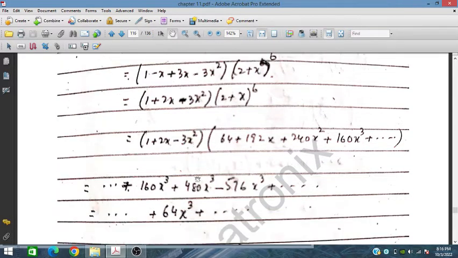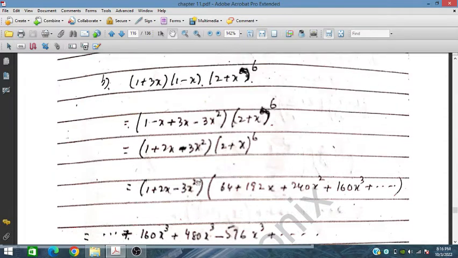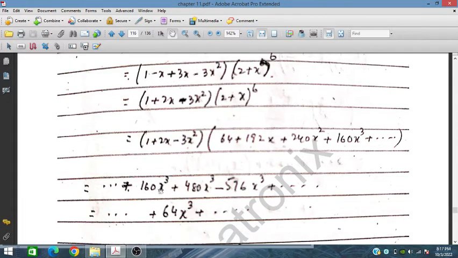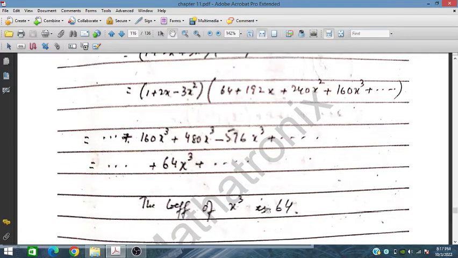So we have to find the coefficient of x cube. We know that if we multiply this one with this one, we will have a coefficient of x cube. If we multiply this one with this one, we have a coefficient of x cube. And if we multiply this with this one, we have a coefficient of x cube. So first one is this multiplied by this, and this 2x multiplied by this term to get this value, and this multiplied by this to have x power 3. On simplification we have obtained 64x cube. So the coefficient of x cube is 64.